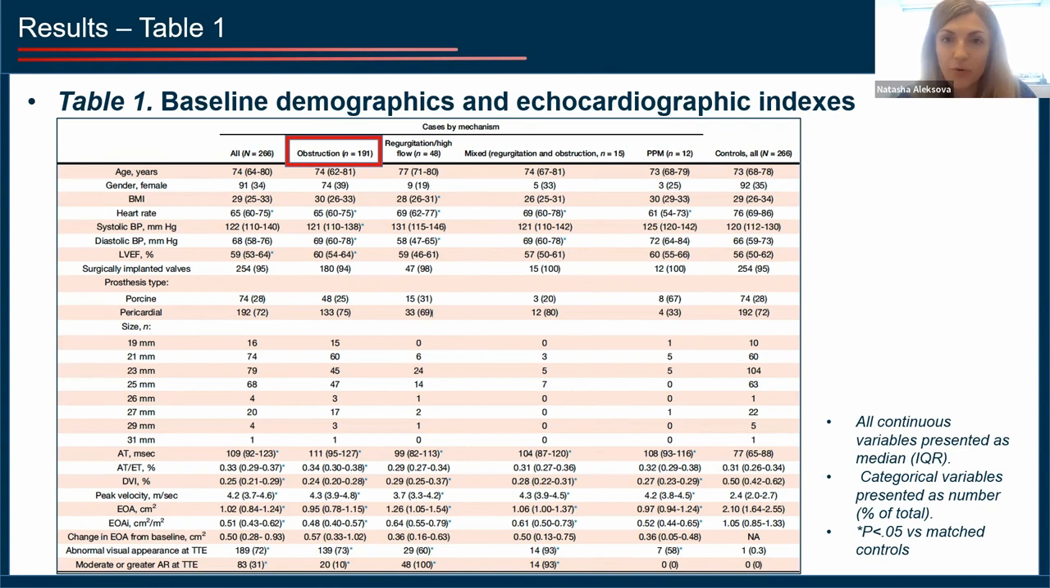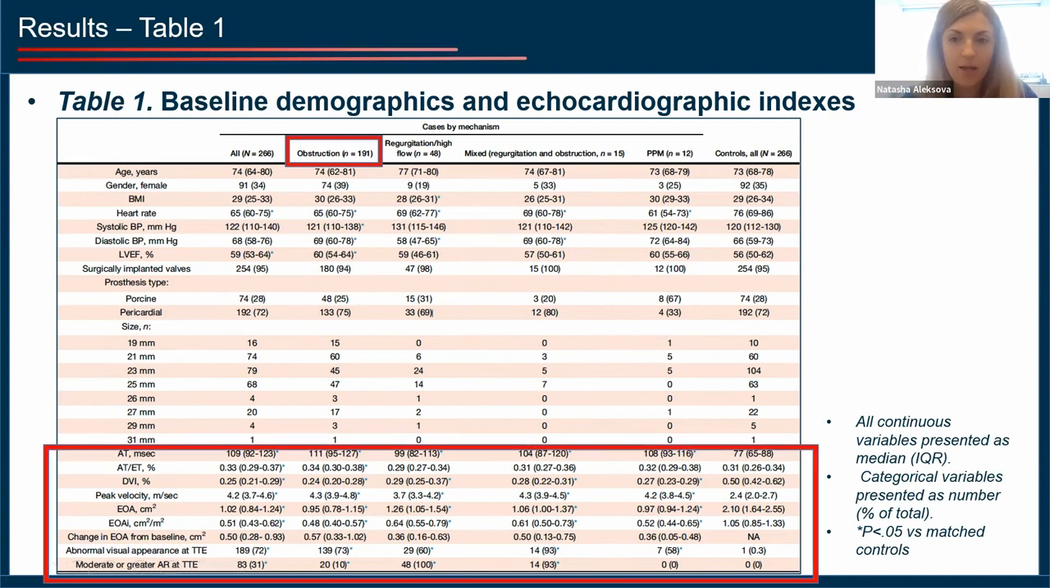Just on average, patients were in their early 70s, 74 for the valvular dysfunction group and 73 for the controls. About a third were female, ejection fraction was in the normal range. And importantly, what you see here is that surgically implanted valves accounted for the majority, the overwhelming majority of the valves studied in this paper, with differences in terms of prosthetic type, most apparent for the small group of patients with patient prosthetic mismatch. The other aspect of this table that I wanted to highlight is at the bottom, and that refers to the echocardiographic indices.